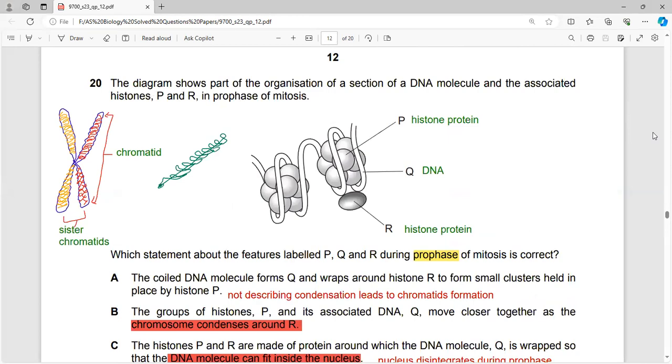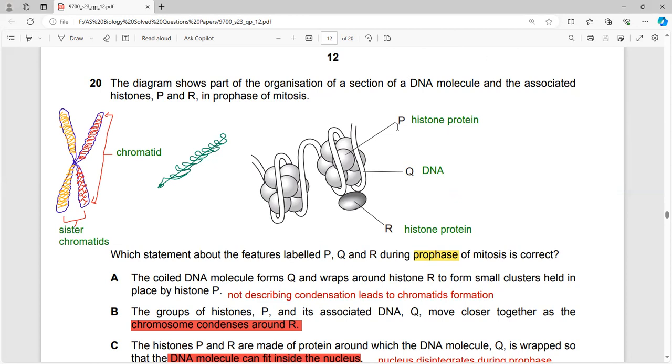The diagram shows part of the organization of a section of the DNA molecule and its associated histone proteins P and R in the prophase of mitosis. So in the prophase of mitosis, what is happening? Condensation of chromatin material starts, number one, and this chromatin material is converting into chromatids, by making long strings of the DNA with histone protein. So that's overall the concept of what is happening in mitosis.